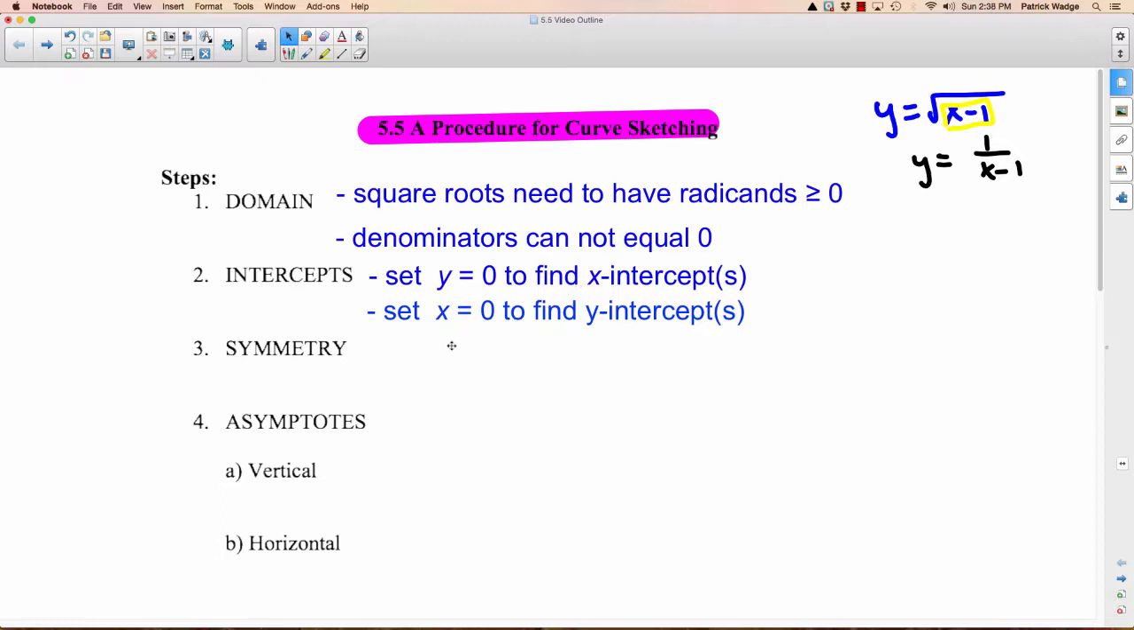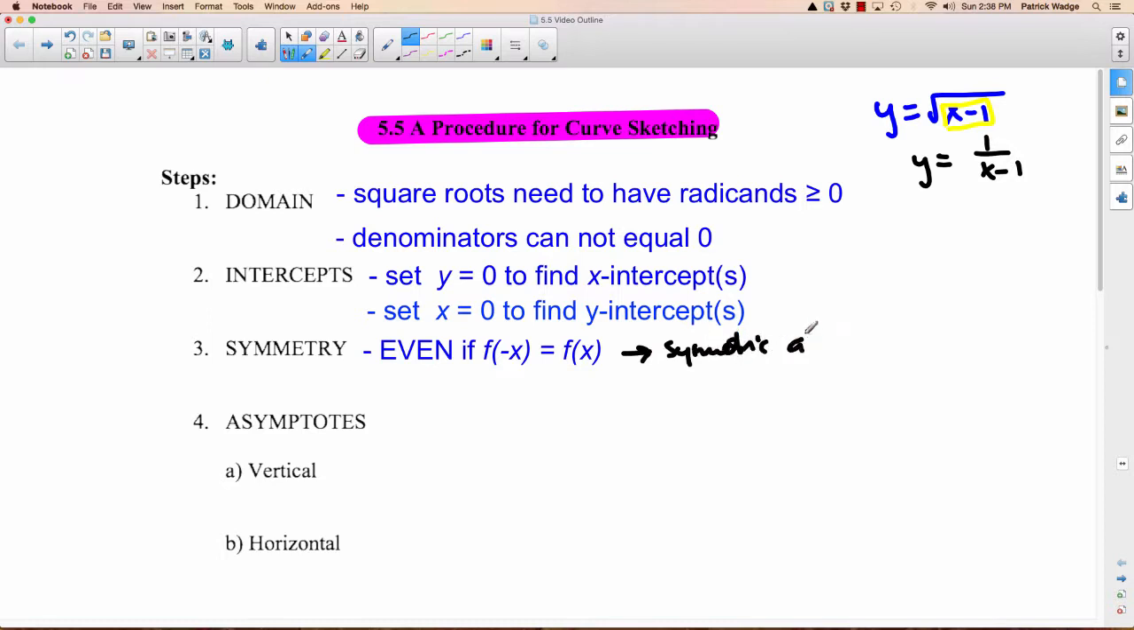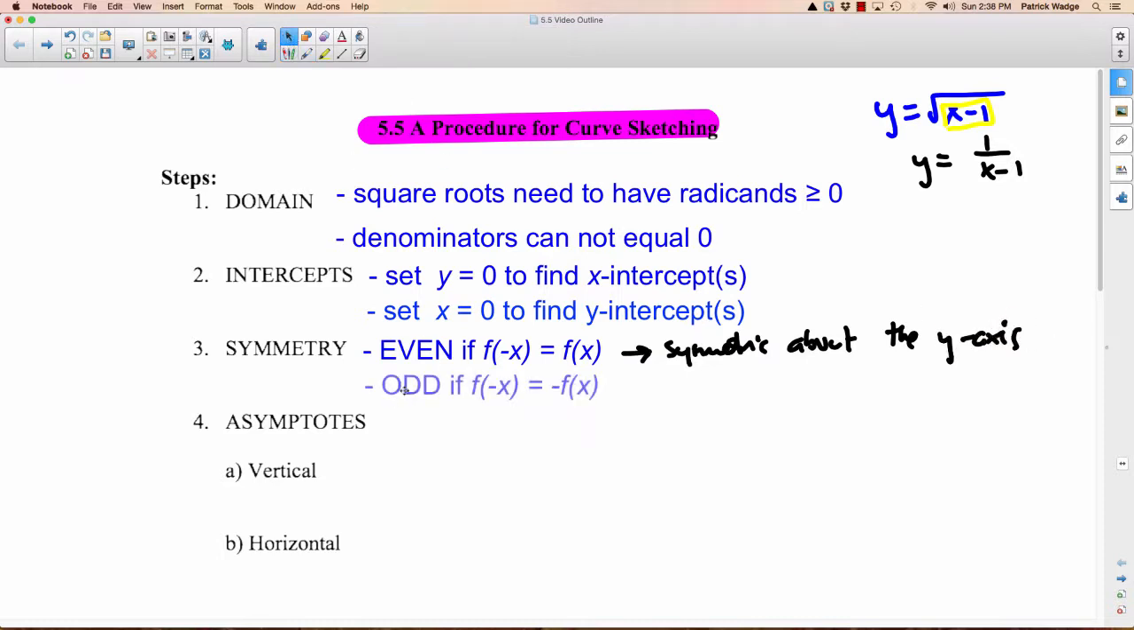Okay, symmetry. We've talked about symmetry before. There's two types. It's even symmetry if f of negative x equals f of x. And remember, in such a case, it's symmetric about the y-axis. So it's like a mirror right on the y-axis. And we say it's odd symmetry if f of negative x equals negative f of x. And that's symmetric about the origin. Remember, that's when you turn it upside down, it looks exactly the same.